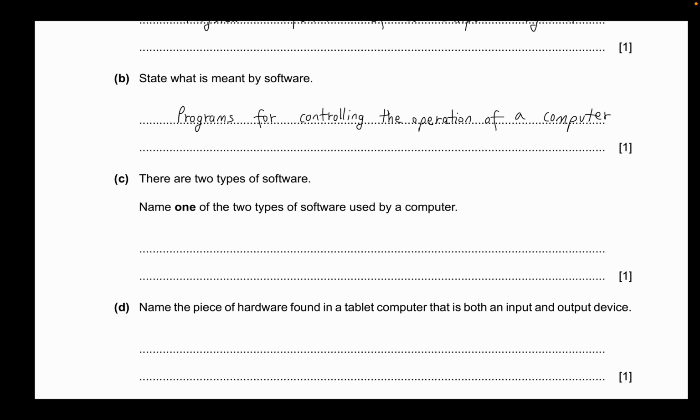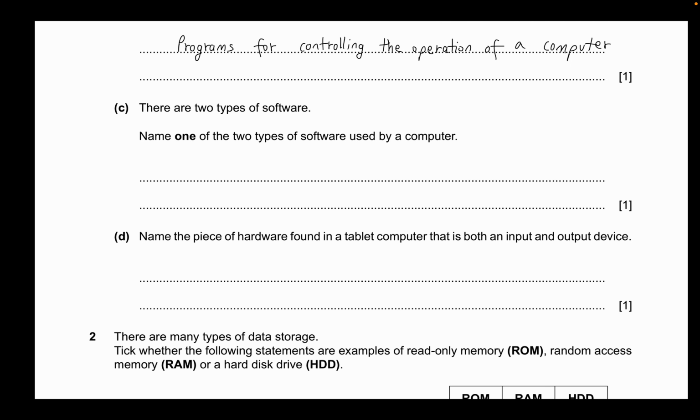There are 2 types of software. Name one of the types of software used by a computer. Now, a computer uses 2 types of software, system software and application software. So, name one of the 2 types. So, we're just going to be writing system software.